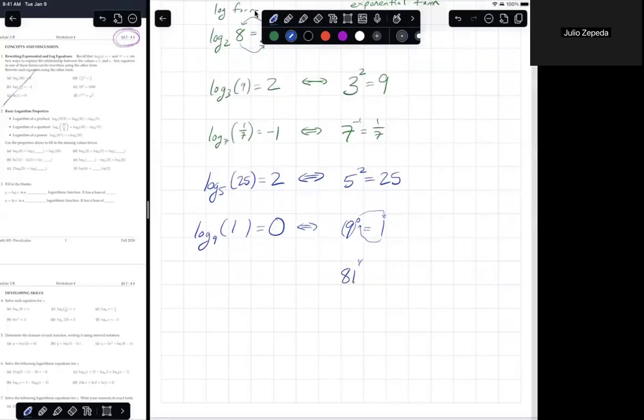All right, and then the last one, 81 raised to the 1/2 power equals 9. If you remember, 81 to the 1/2 is the same as the square root, the second root of 81. And we know that that's 9. So 81 to the 1/2 equals 9. The log with the base of 81 of 9 is equal to, so what exponent do I put on 81 to get 9? That is 1/2.